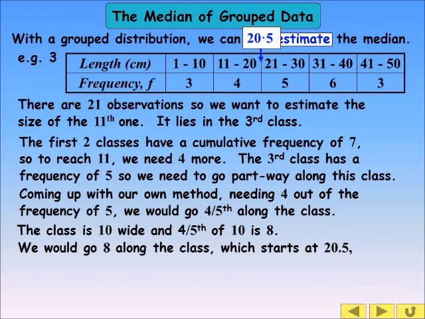So you start from 20.5. Why do you use 20.5?